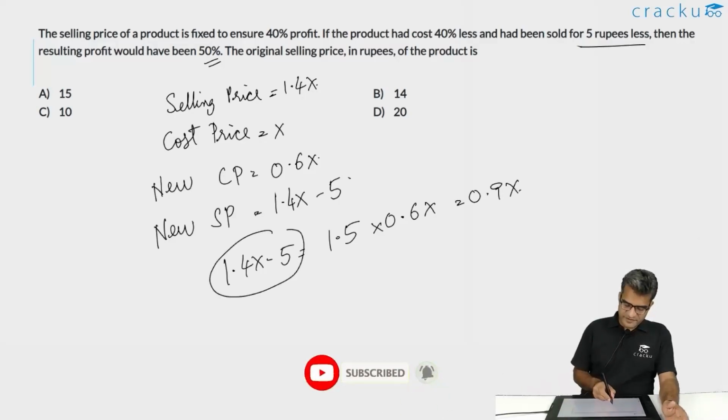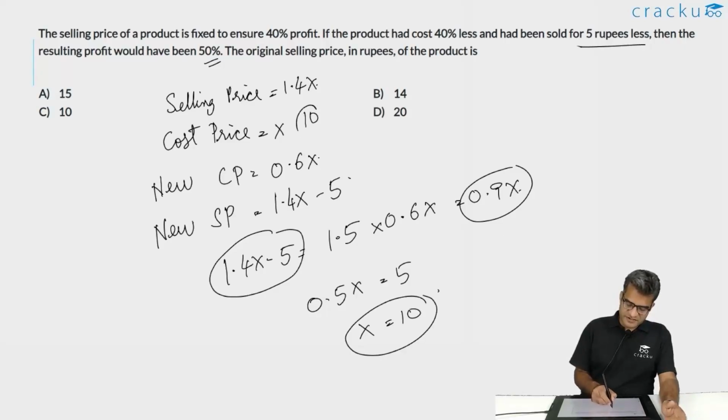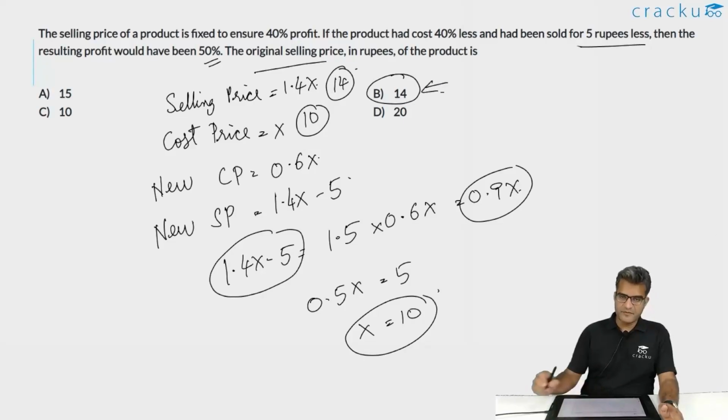So 1.4x minus 5 is 0.9x, or 0.5x is equal to 5, or the value of x is equal to 10. So the original cost price is 10, original selling price is 14. We are required to calculate the original selling price, which is equal to 14, which is option B.